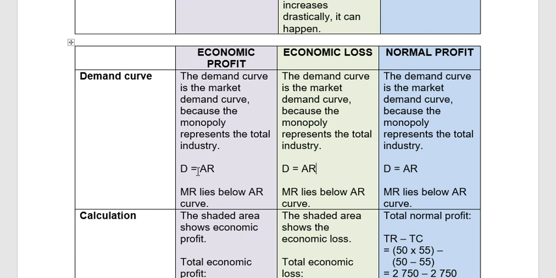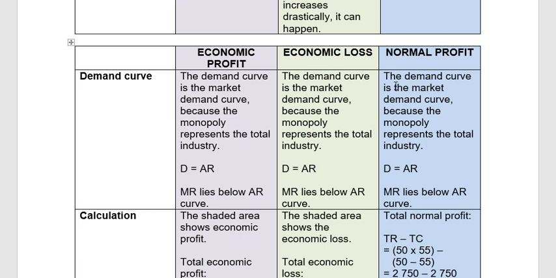Okay, now you'll see the information is the same for economic profit, economic loss, and the normal profit, because it doesn't matter what kind of a profit or loss the entrepreneur or the monopoly is making. His demand curve will look the same: a negatively sloping demand curve. The demand always represents the average revenue curve, and the marginal revenue curve is below your average revenue curve because your price is higher than your marginal revenue.